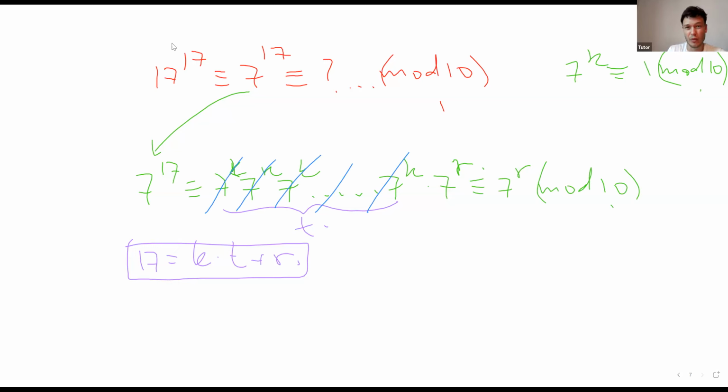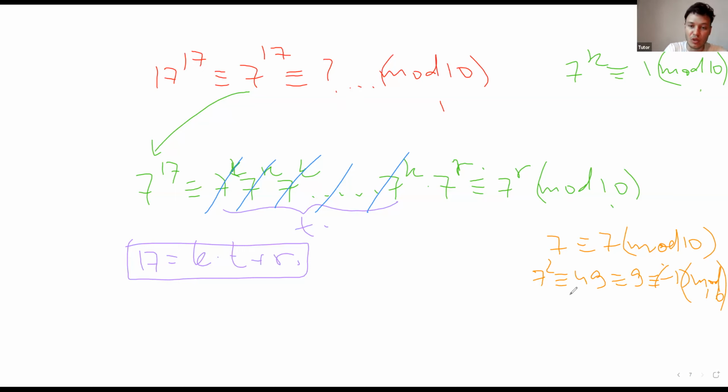So actually, in our case, we can figure out quite easily what 7 to the k is going to be, because if you were to start with some simple small numbers, right? Let's say 7 is congruent with 7 mod 10. But look at 7 squared. Well, 7 squared is congruent with 49, which is congruent with 9, which is congruent with minus 1 mod 10, right?